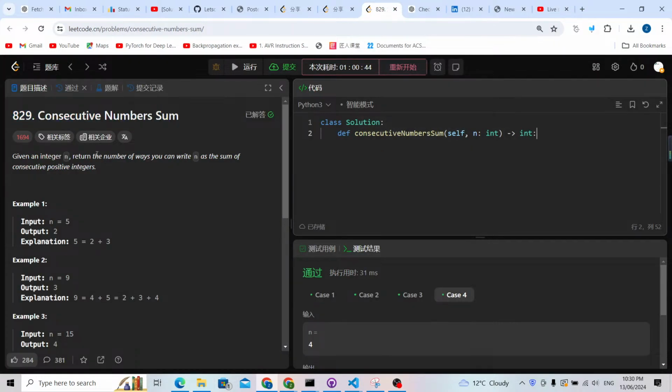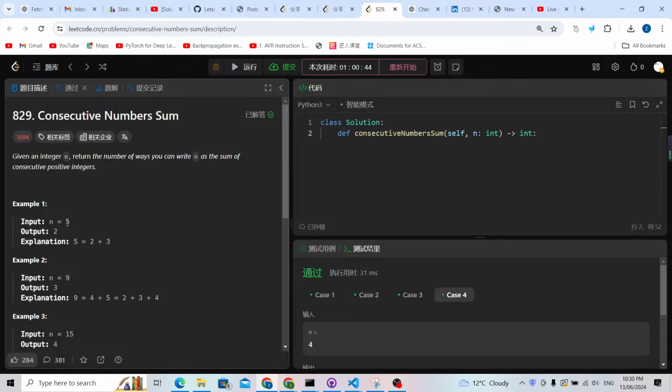Hello, welcome. Let's try to solve another Leetcode problem, 829 consecutive numbers sum. So we are given an integer n, and we're going to return the number of ways you can write n as the sum of consecutive positive integers.